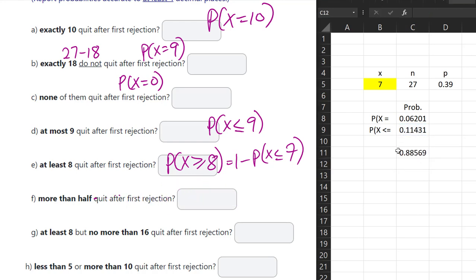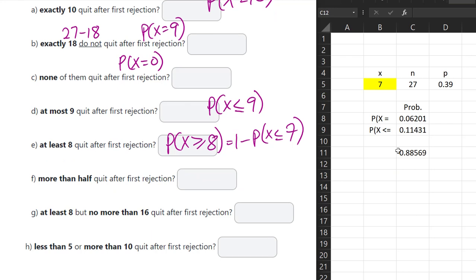Part F, more than half quit. So if N is 27, half of 27, so X is greater than 27 over 2. 27 over 2 is 13.5. Basically saying we're starting at 14. So if we're starting at 14, we want 14 and up. So to get that result, we'll have to subtract everything up to 13. So this will be 1 minus probability of X less than or equal to 13.